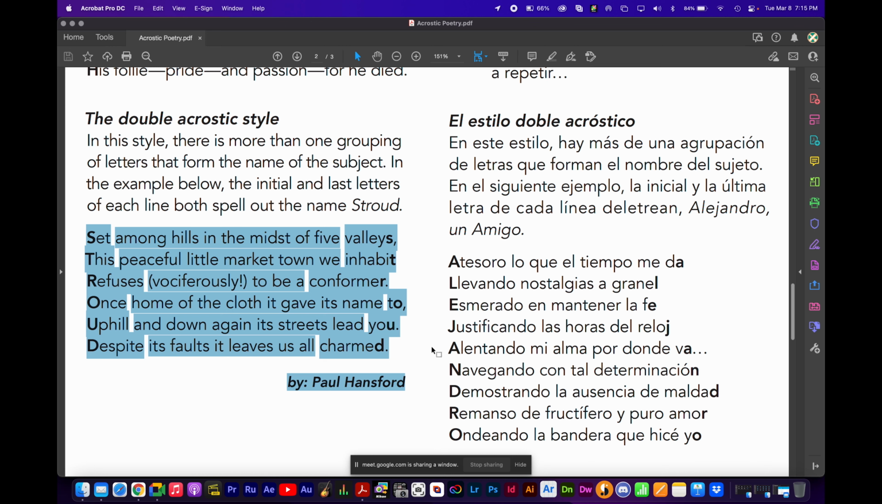Set among hills in the midst of five valleys, this peaceful little market town we inhabit refuses vociferously to be a conformer. Once home of the cloth it gave its name to, uphill and down again its streets lead you. Despite its faults, it leaves us all charmed. How cute. Excellent, Annie. It's nice. I didn't realize it was about a town.